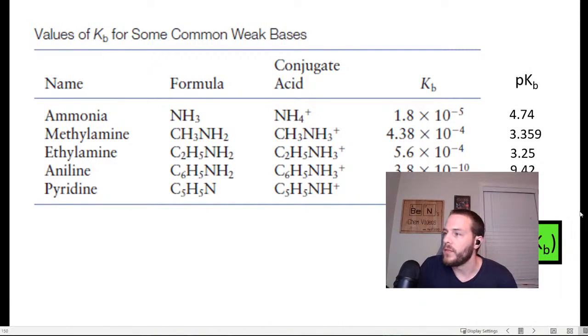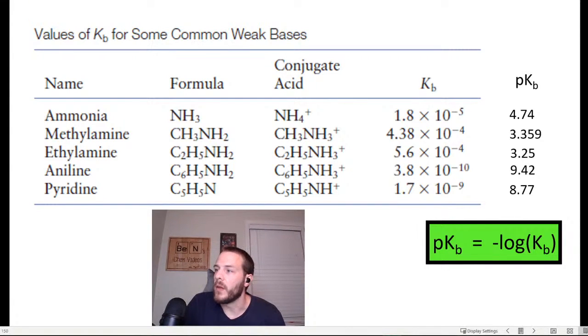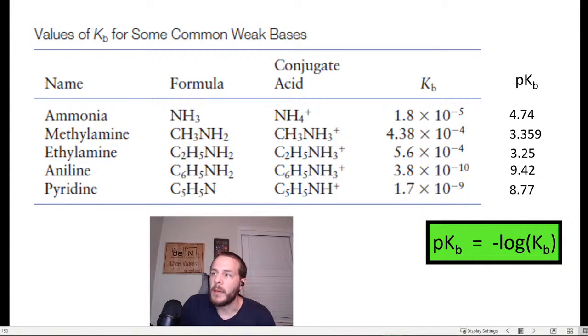So this is just a couple of examples of some common weak bases that we looked at. Their names, their formulas, the conjugate acids of those weak bases, and also their Kb values, their base dissociation constant values. And I also included a column over here for the pKb. So just as the P scale can be applied to Ka, pKa, it can be applied to hydronium concentration, pH, or pOH or whatever.